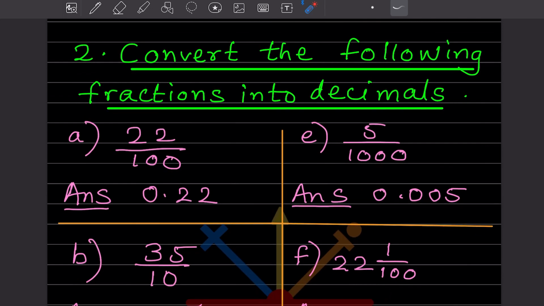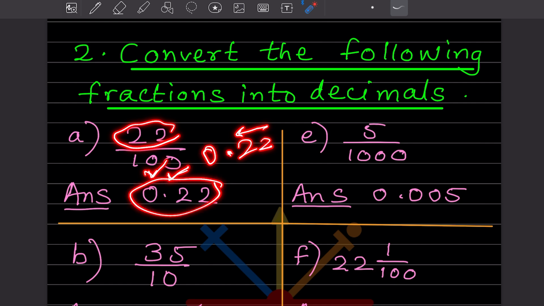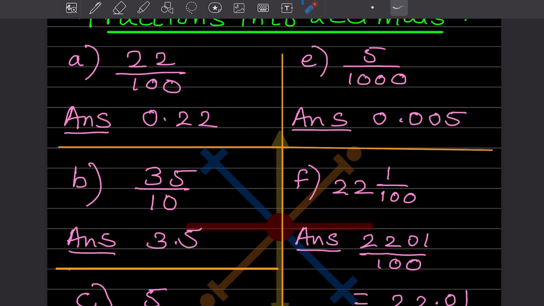Now here, convert the following fractions into decimals. In the previous one, the decimal was given and you converted it into a fraction. Here the fraction is given. Can you see there is no decimal over here? And you have to convert the fraction to decimal. So now see here, whenever we go from fraction to decimal, you are going to concentrate on the denominator. In the denominator, we have two zeros. So what are you going to do? The numerator is 22. You will go from right to left two numbers back because there are two zeros, and then put a point. So it is 0.22.